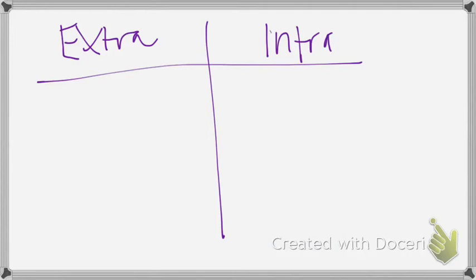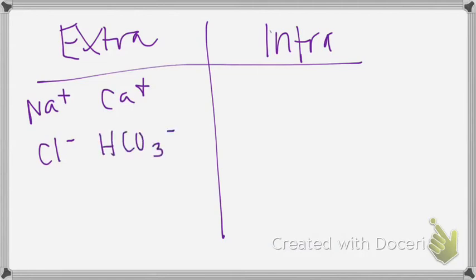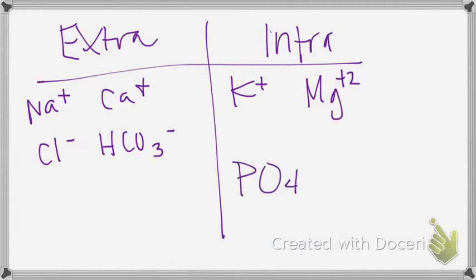For extracellular, you're going to have sodium, calcium, chlorine, and the bicarbonate. Whereas the intracellular, you're going to have potassium, magnesium, your phosphate group, and your sulfate ions. Okay, so this is just the difference in the elements in the extracellular and intracellular. So that's the main components of the fluid.